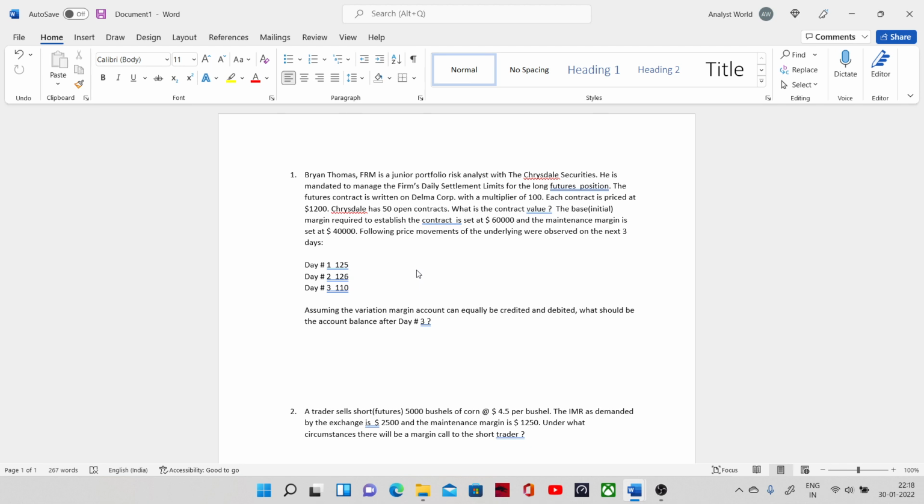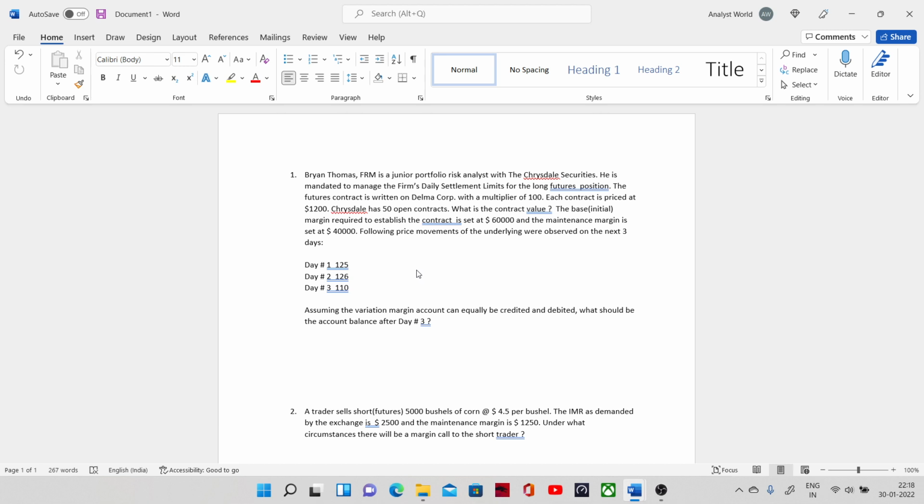junior portfolio risk analyst with the Crystal Securities. He is mandated to manage the firm's daily settlement limits for the long futures position. The futures contract is written on Delma Corporation with a multiplier of 100. Each contract is priced at $1,200. Crystal has 50 such open contracts. What is the contract value?